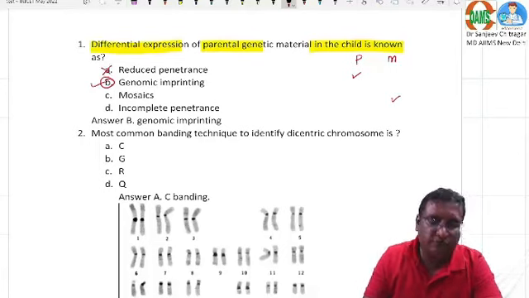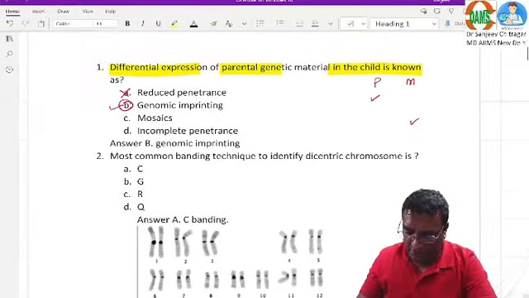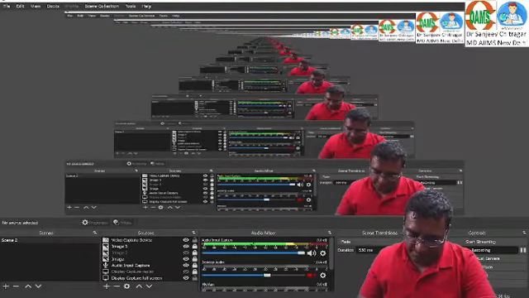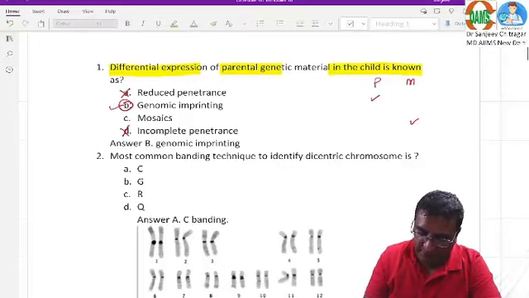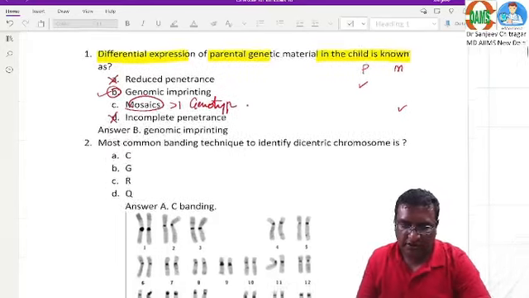It is not reduced penetrance. Reduced penetrance is when the disease is not happening despite there being a mutation. That is called reduced penetrance, right? Incomplete penetrance is also the same thing. Mosaic is more than one genotype in the same person.